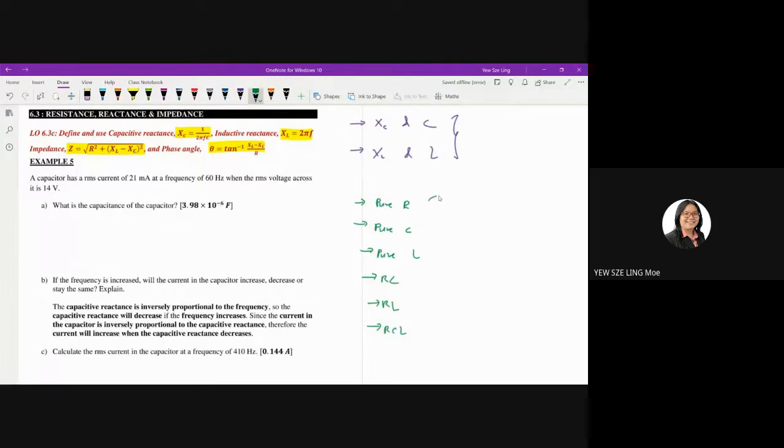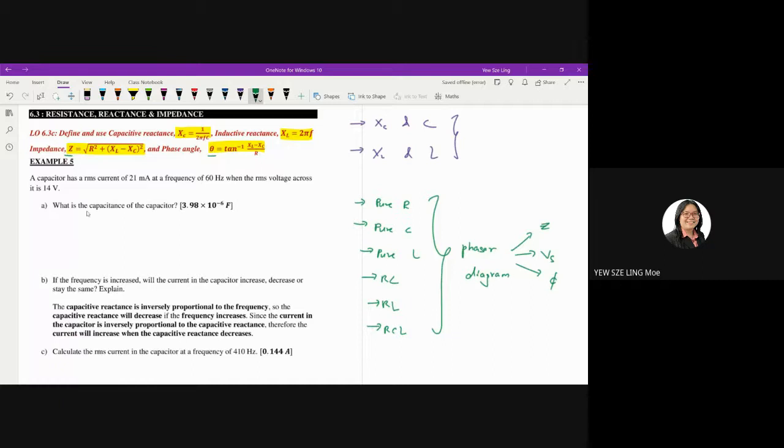From there, you then sketch a phasor diagram for every single circuit. Once you have the phasor diagram, it shouldn't be an issue for you to determine the phase angles, the impedance, as well as the source voltage. You can determine the impedance, the source voltage, and also the phase angle by looking at the phasor diagram. All right, so that is a quick summary for 6.3.